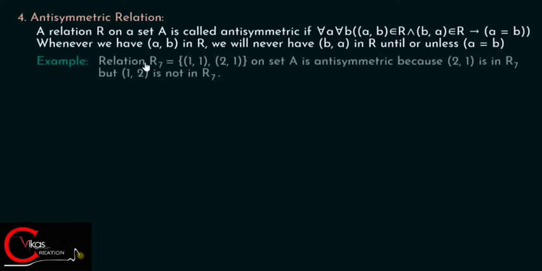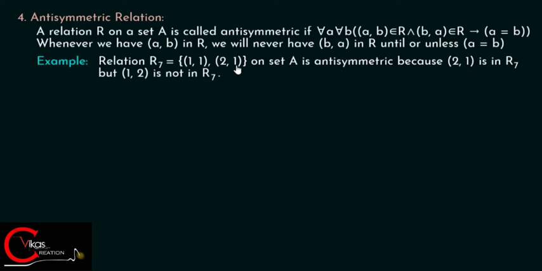Okay. For example, let's say we have this relation R7 which consists of these ordered pairs: (1, 1), (2, 1). Now let me tell you this relation is antisymmetric because (2, 1) is in R7 but (1, 2) is not in R7. You can see that (2, 1) is there in R7 but (1, 2) is not there in R7. Therefore, this relation is antisymmetric. Here we must note this down. Here (1, 1) is allowed because it has been said that if (a, b) belongs to R and (b, a) belongs to R, then a must be equal to b. You can see that a is equal to b, right? But here we have (2, 1).